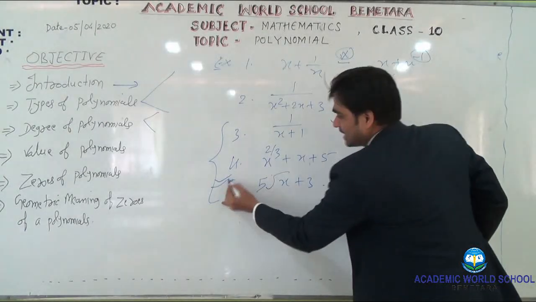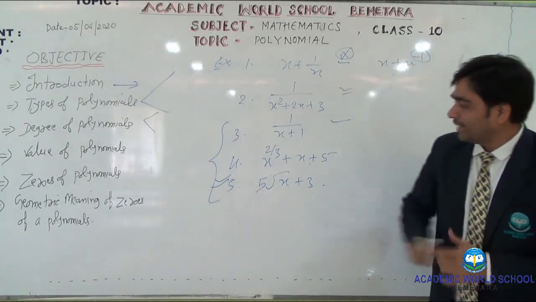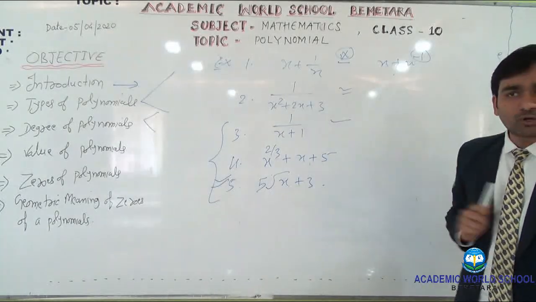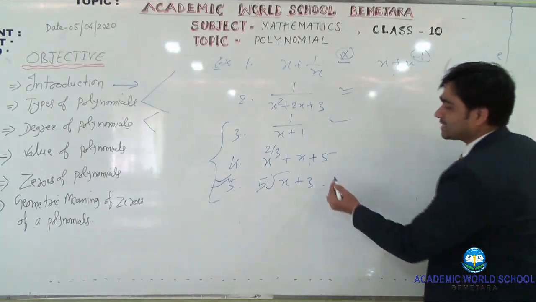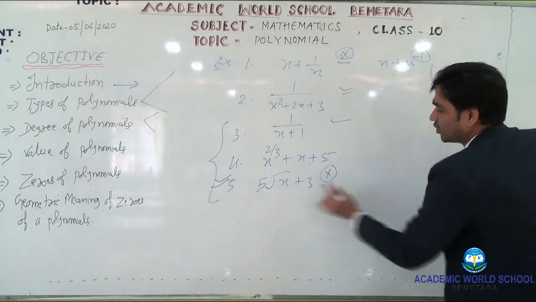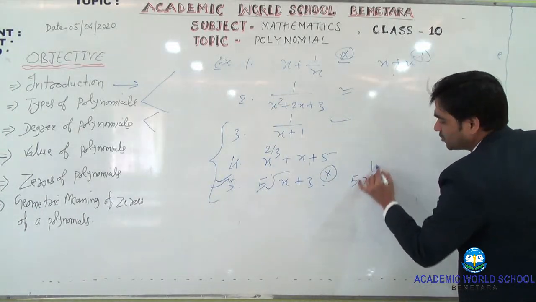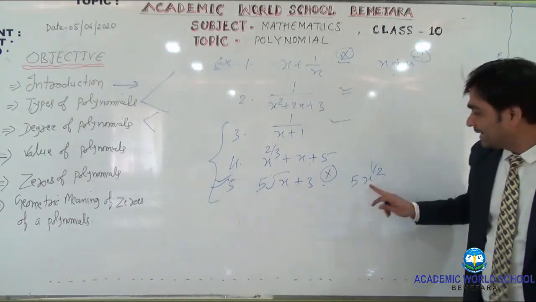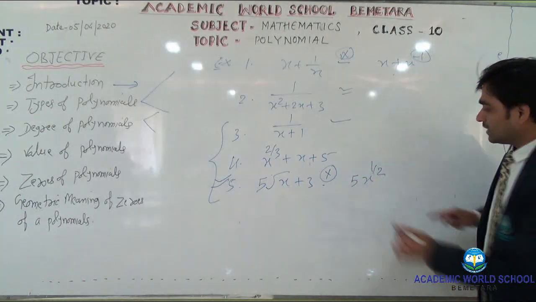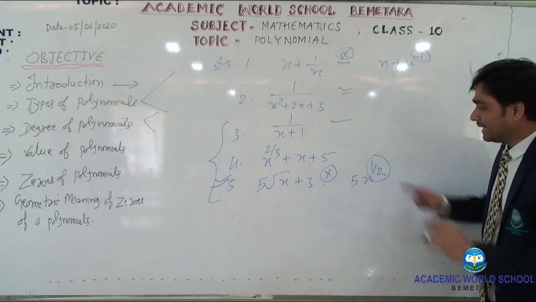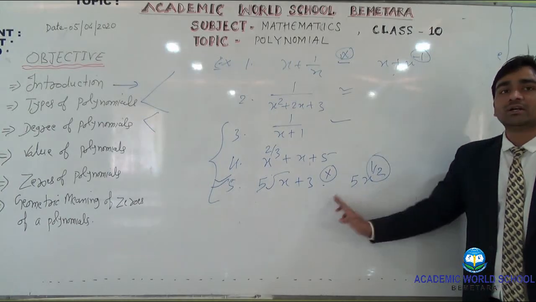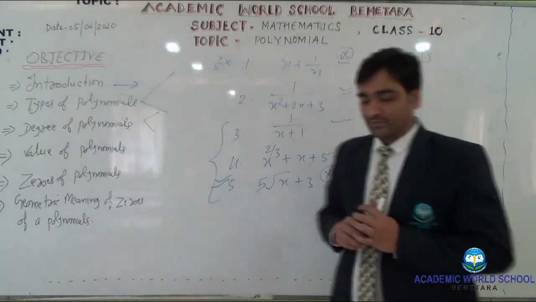Let me explain example number 5. Here 5 root x plus 3 is given. Is this in the form of a polynomial? This is also not a polynomial, because we can write it as 5 x to power 1 upon 2. Root of x means x to power 1 upon 2. Now the power, or degree, becomes a fraction. So this is also not a polynomial.